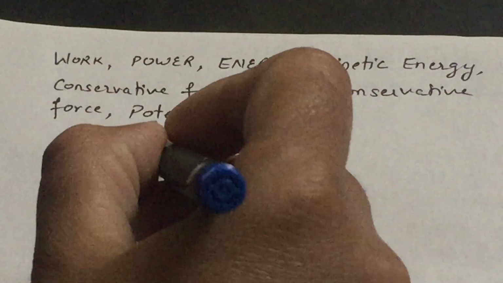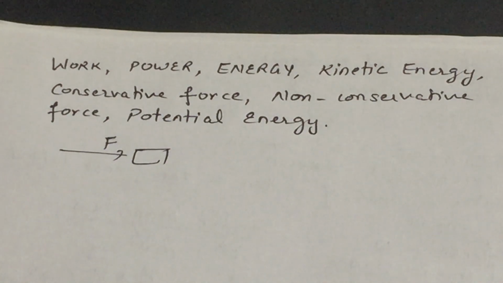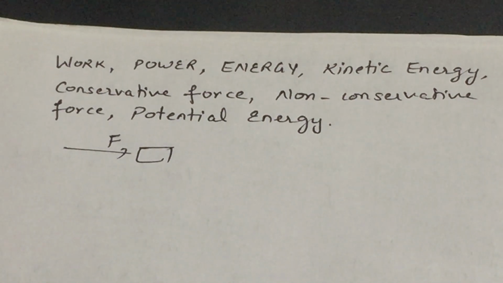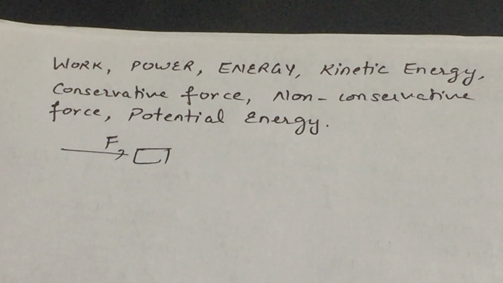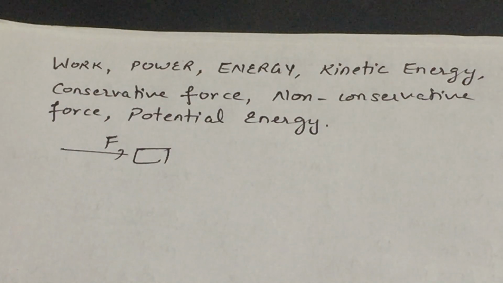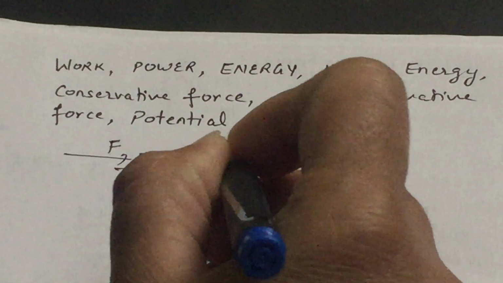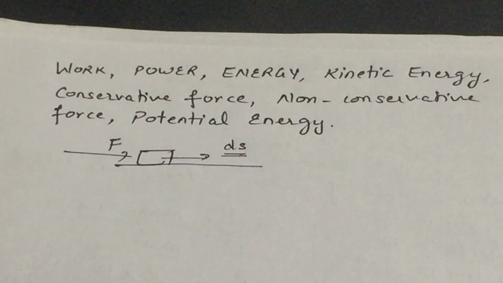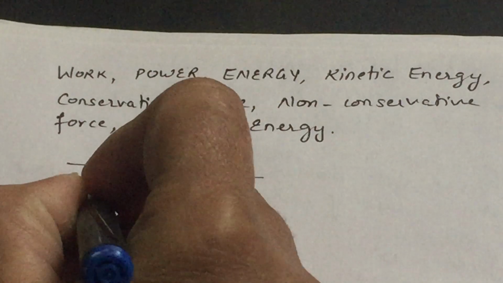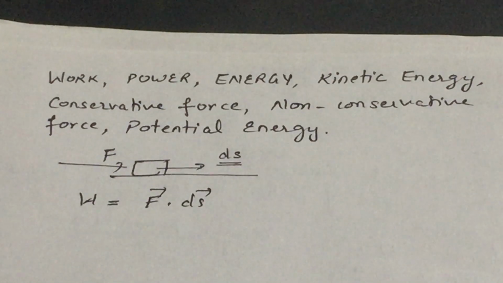If there is a body and we apply a force on it, and this force is an external force, we are not considering the internal forces between the particles due to their gravitational interaction or electrostatic repulsion. We are taking the external push and pull. And if the body is sliding or shows some displacement in the direction of the force, then we very well know that the work is given as the dot product of the force and the displacement.